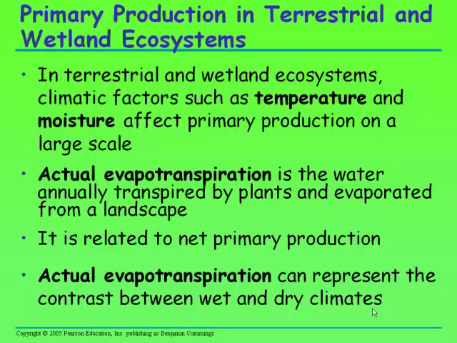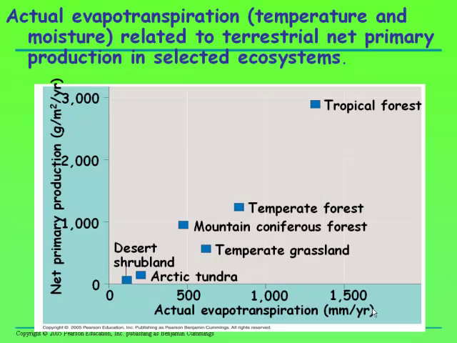Primary production in terrestrial and wetland ecosystems. So in these ecosystems, climatic factors such as temperature and moisture affect primary production on a large scale. You've got actual evapotranspiration, which is the water actually transpired by plants through the stomata in the lower part of the leaves during the day and then evaporated from a landscape. It is related to net primary production.